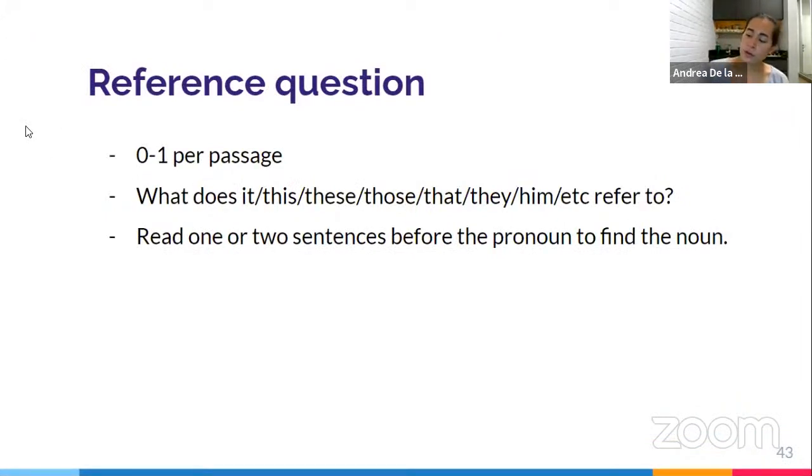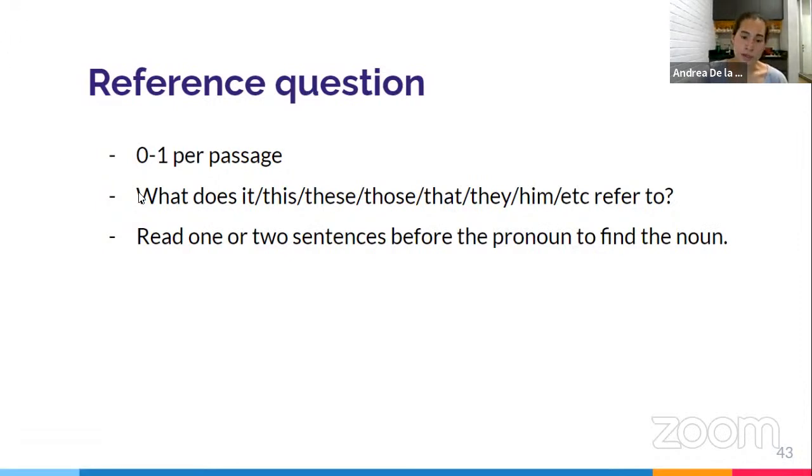Now let's move on to reference questions. Now these questions are, I would say, the easiest ones that you'll get in the TOEFL reading. They are the easiest and the quickest ones. You're gonna be using 30 seconds at most in here. So basically these reference questions, they give you a pronoun and you have to identify what noun it refers to.